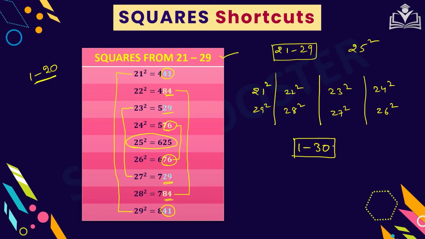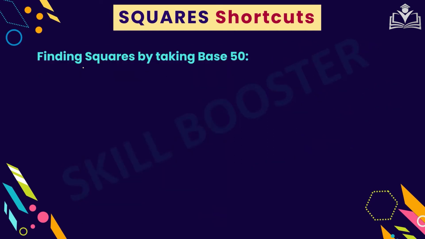Once you learn 1 to 30 squares, now I will explain how to get up to 130 squares. I will tell you in this session in the remaining part. How will you get up to 130 squares? But before that, first you must learn 30 squares. See, finding the squares by taking the base as 50. By taking base 50, we know that 50 square is equal to 2500.